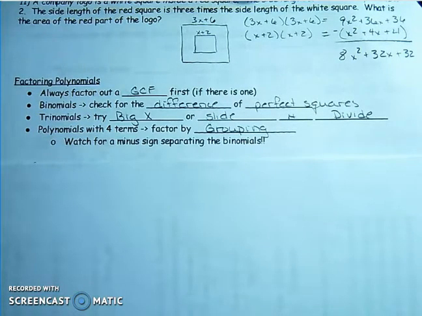If they're all even, we take out a 2. If there's a variable that they have in common, we take that out. Factoring out the greatest common factor makes our life a whole lot easier.